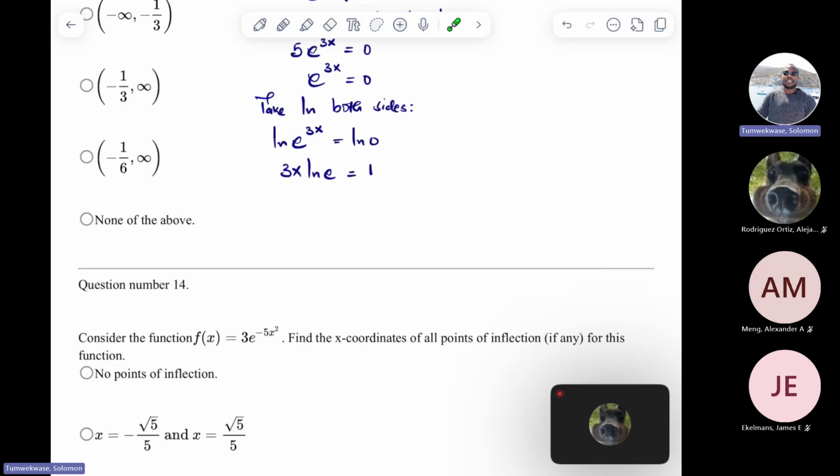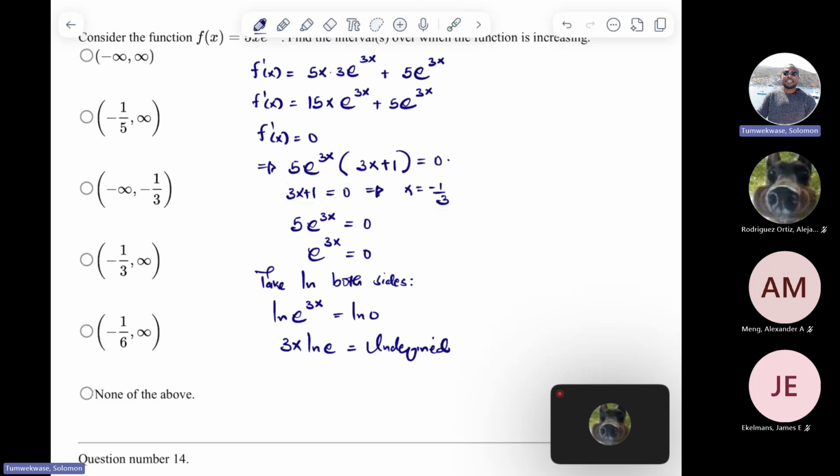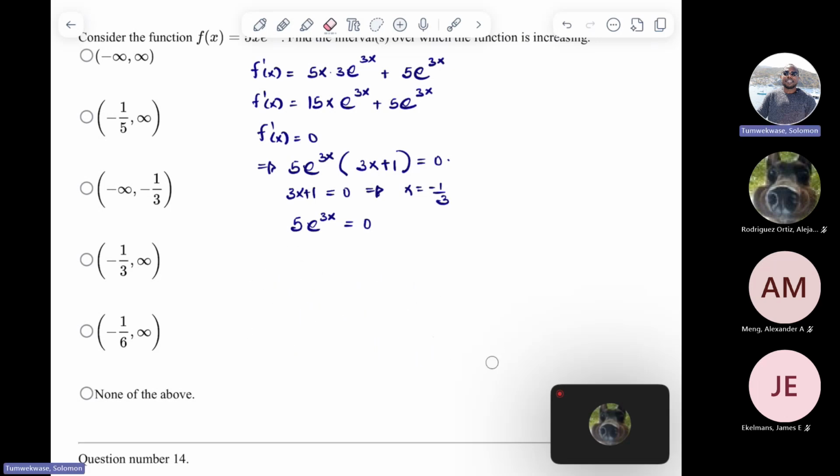So natural log of 0 is not 1. This guy is actually undefined. Sorry about that. So if I take this, it is undefined, and therefore we don't have any values of x for which e to the 3x is equal to 0. So the only critical point we have is when 3x plus 1 is 0, and that is x equal to negative 1/3. So this guy here is undefined.